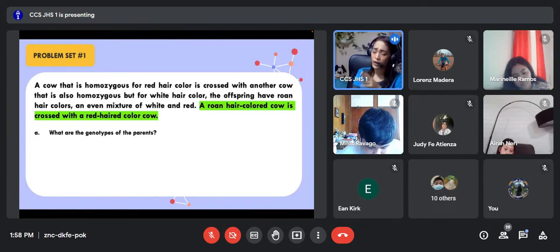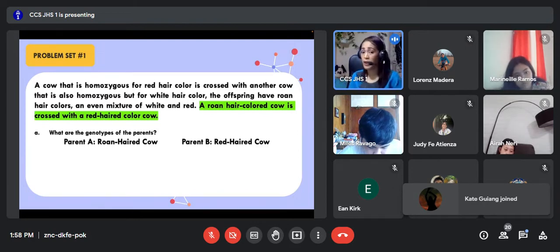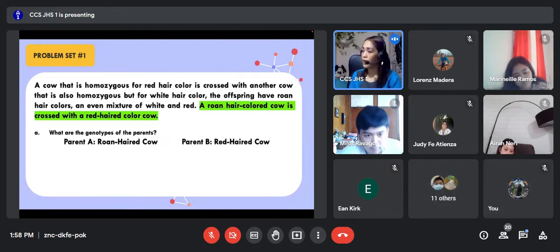So in this particular problem, we have of course two parents. We have parent A, we do not know which is female or male. It's not indicated in the problem. But what we know is that parent A has a roan hair or is a roan hair cow. Roan hair cow meaning it has spots of red and white. While parent 2 is a homozygous red-haired cow. So how do we write their genotype?